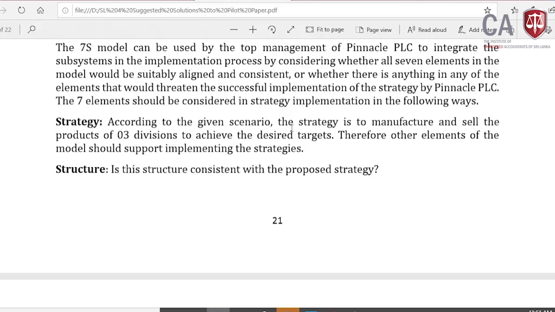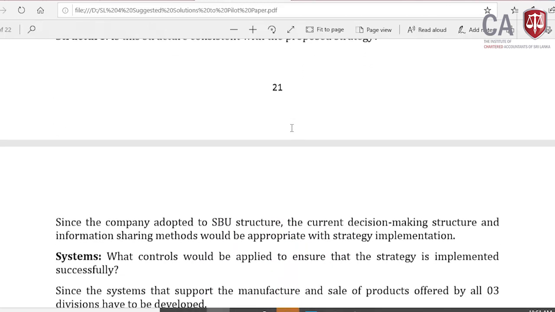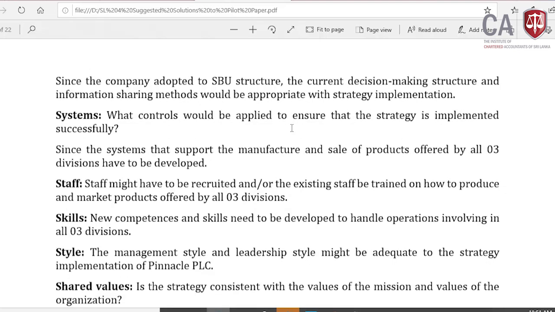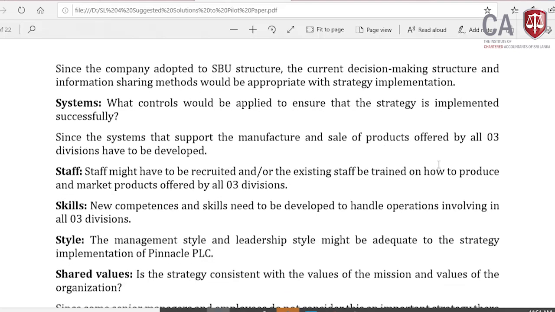Then structure. Is the structure consistent with the proposed strategy? Since the company adopted an SBU structure, the current decision making structure and information sharing method would be appropriate for strategy implementation. System. What controls would be applied to ensure that the strategy is implemented successfully? The systems that support the manufacture and sales of products offered by all 3 divisions have to be developed.